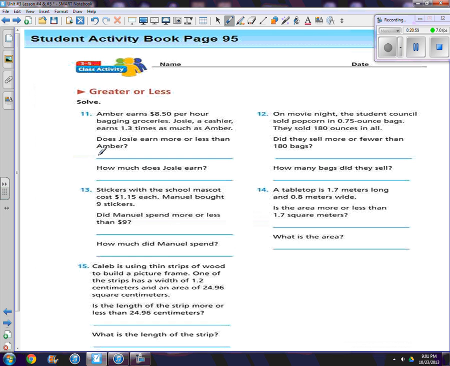All right, let's look at number 11 here. Amber earns $8.50 per hour bagging groceries. Josie, a cashier, earns 1.3 times as much as Amber. Does Josie earn more or less than Amber? How much does Josie earn? So with this particular problem, we have $8.50 per hour, and we have 1.3 times as much. So I would hope that the first thing you would think is that she earns more, which is true. And then you'd have to do the math.